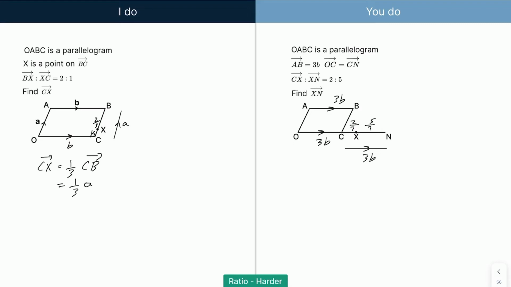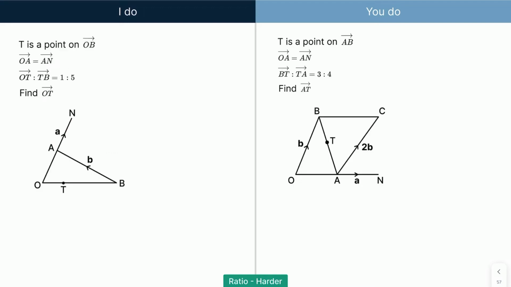So the question is saying, well, what is X to N? That is 5/7 times the full length, which is 5/7 times 3B, which is 15B/7. Moving on.